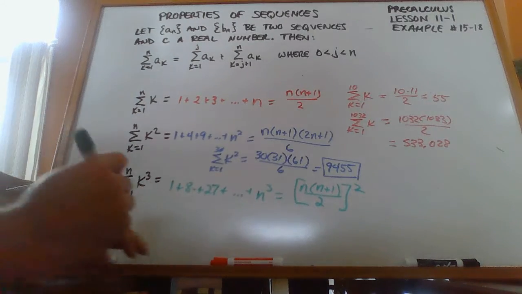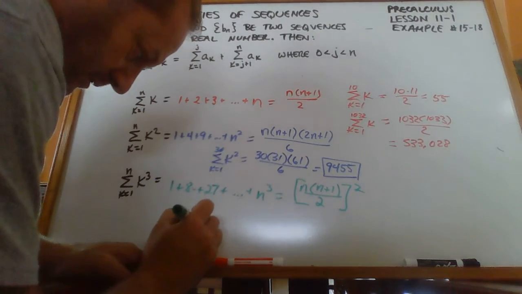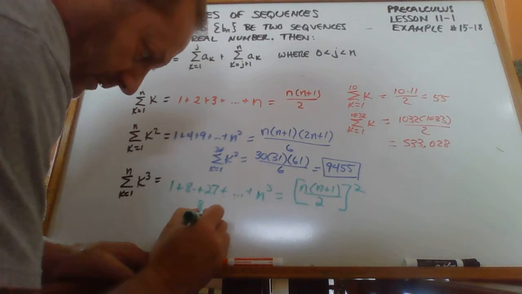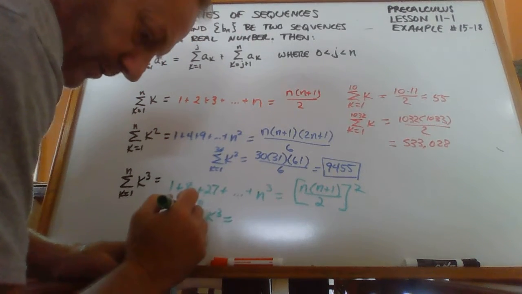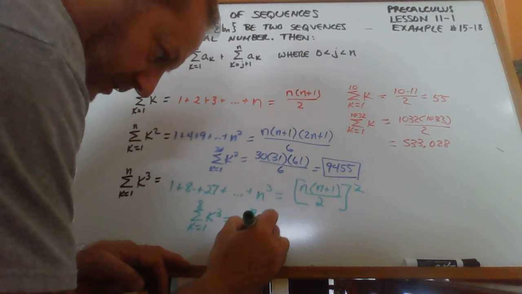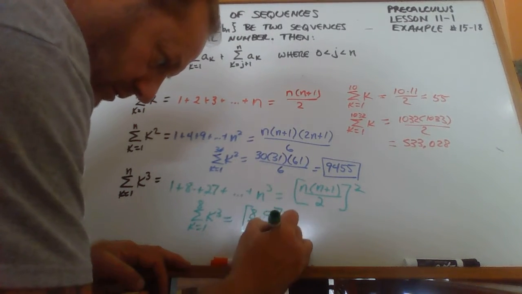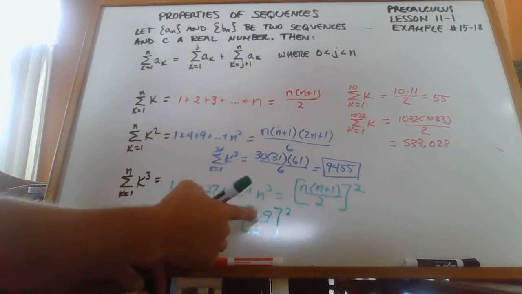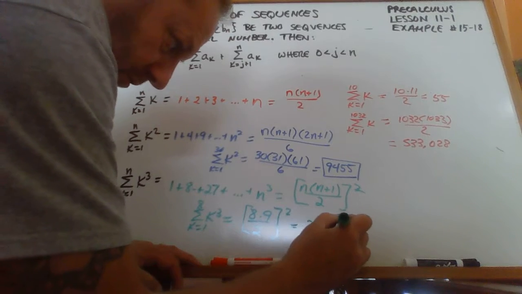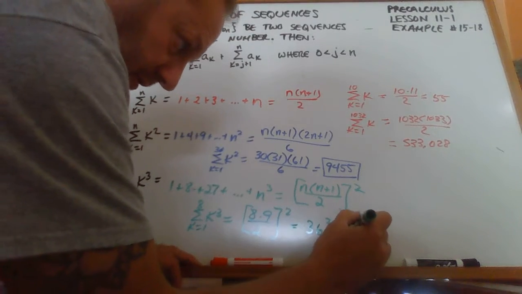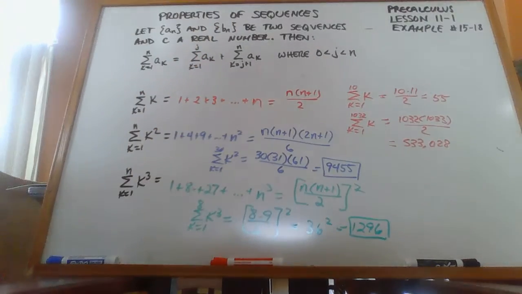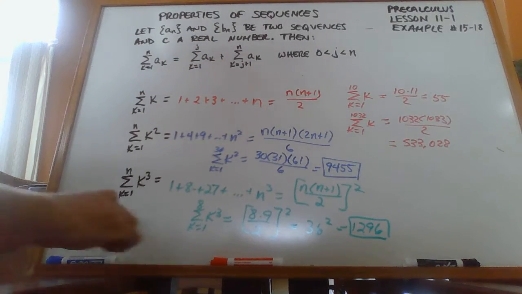Okay, so if I want the sum from k equals 1 to, say, 8 of the k cubes, that's just going to be 8 times 9 divided by 2, quantity squared. So that'd be 72 divided by 2 would be 36. Squared, which everybody knows is 1,296. Okay, so we knocked out 4 examples there pretty quick.